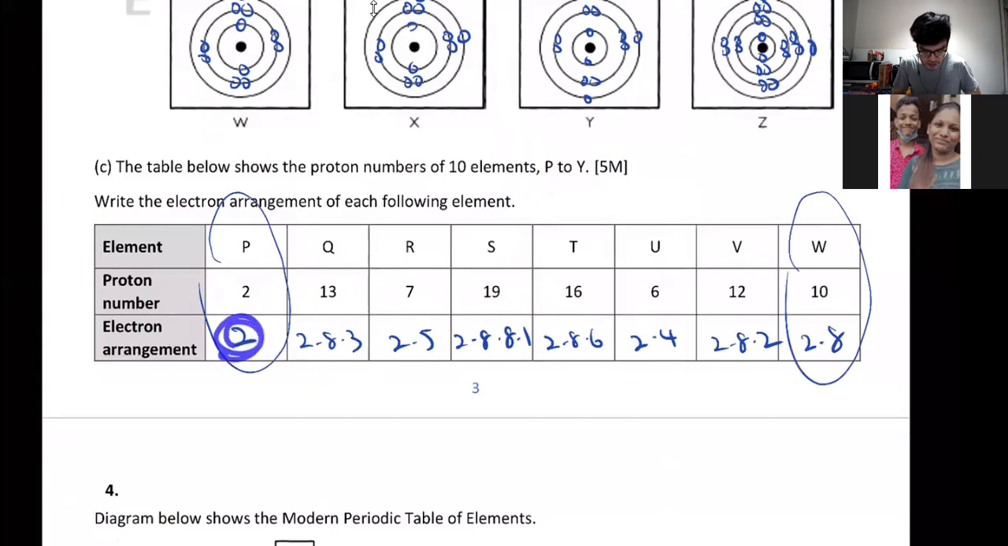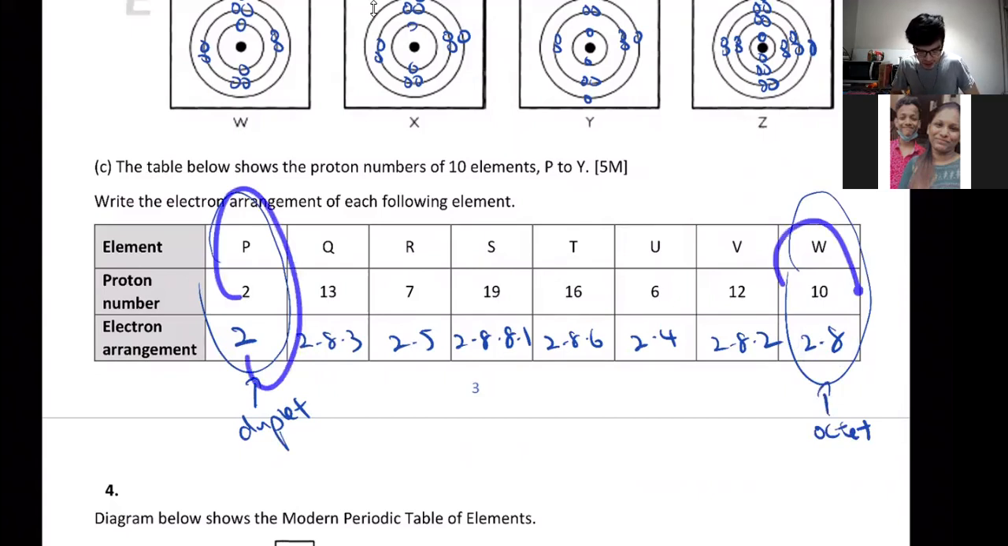When the first shell is full, this is what we call a duplet. When the outer shell, second, third, fourth shell, is full, we call it an octet. Octet is full. So by this definition, you should know this element and this element are inert gases. They are very stable. If you have 2 on the outermost shell, will you get another electron? No, you won't. Will you throw another electron? No, you won't. You are very happy already. You have all the electrons you need, so you are very stable.